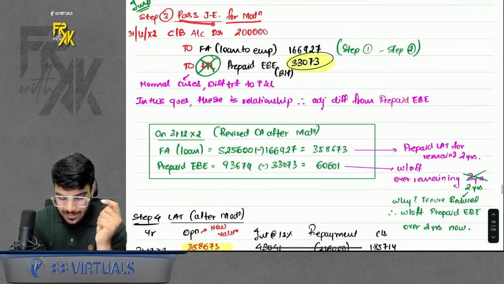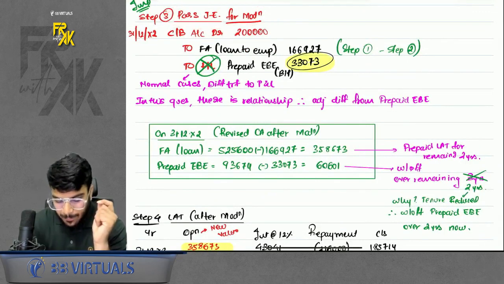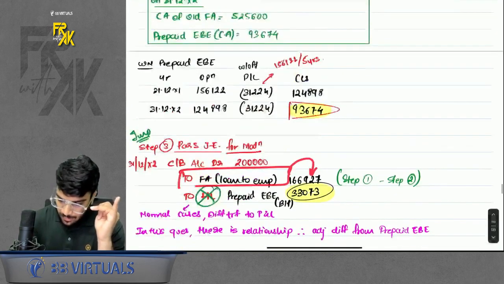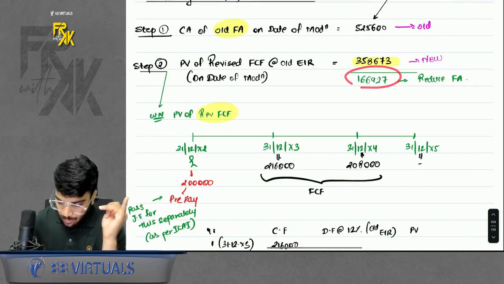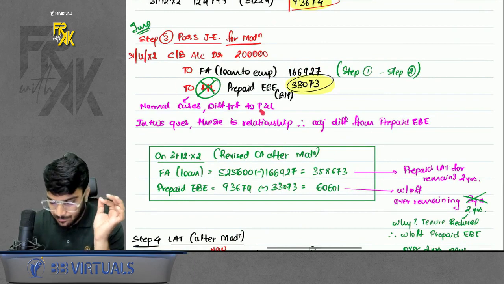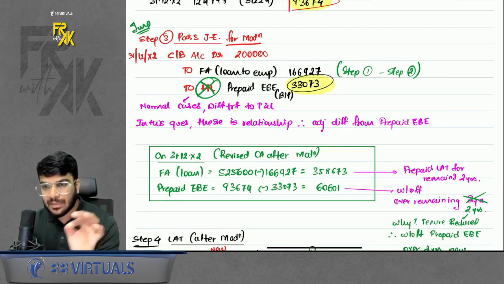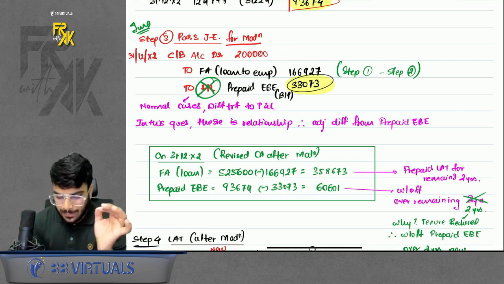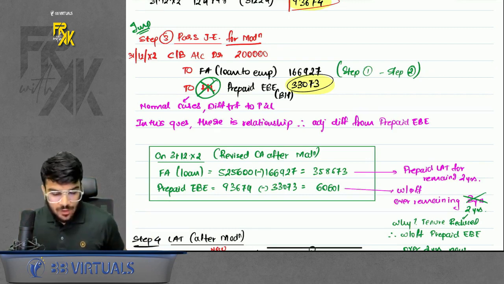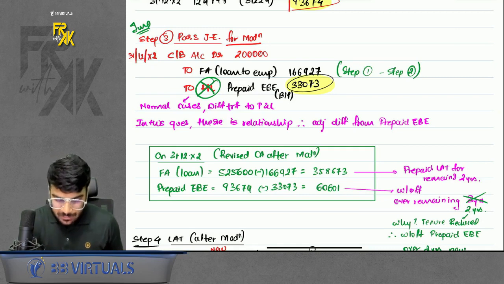In step number 3, you will pass a journal entry. How do you pass an entry? Because you have made a prepayment, you will say cash bank account debit, to financial asset, by whatever amount you wanted to reduce. How will you adjust the difference? Normally the difference is adjusted in profit and loss, but because there is a relationship in the question, you will not adjust the difference from profit and loss. Instead, you will adjust the difference from the prepaid employee benefit expense. Why, sir? Because there was a relationship in the question. When there is a relationship, never adjust from profit and loss, always adjust from the prepaid employee benefit expense in case of employer-employee. Okay, so this is my step number 3.